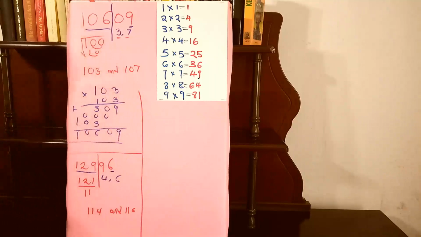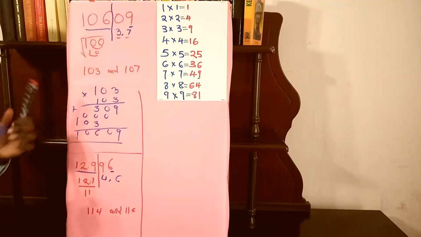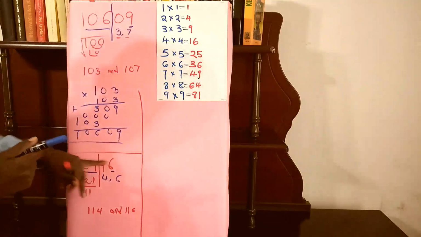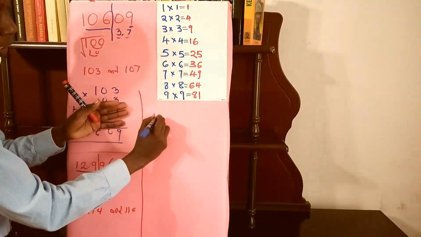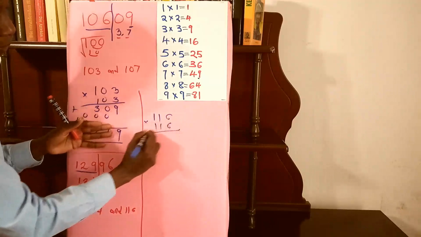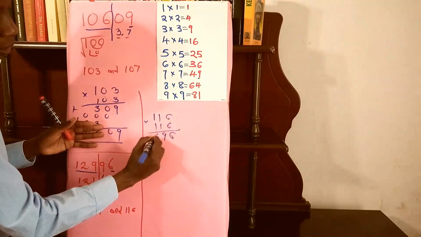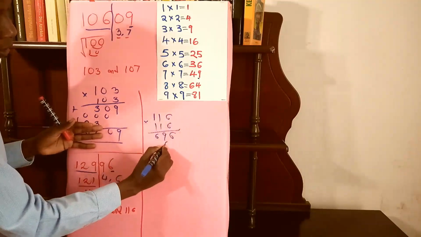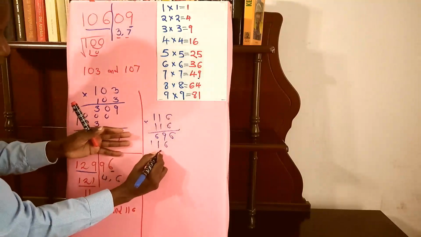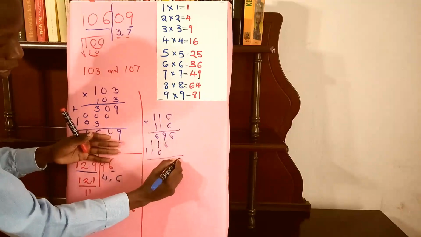So we pick one. Let us pick 116 and work it out to see whether it gives us this one here. 116 multiplied by 116. 36, 9, 6, 6, 1, 5, 6, 1, 5.